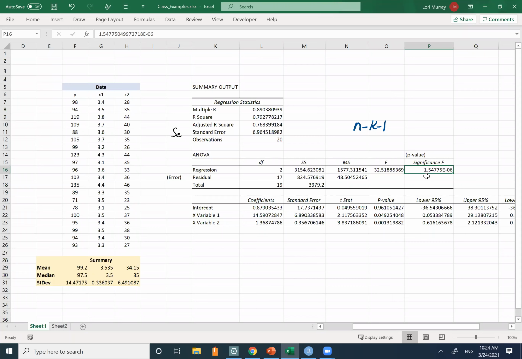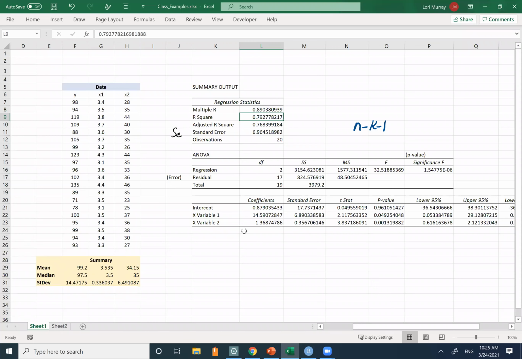So the p-value is 1.54775 times 10 to the negative 6. Okay, so that's using scientific notation. That E negative 6 means take the number and multiply by 10 to the negative 6. So it's a very, very small number, almost 0. So strong evidence to suggest we have a good model. That's consistent with our R-squared and our adjusted R-squared. Those are high. They're close to 1. They're decent.